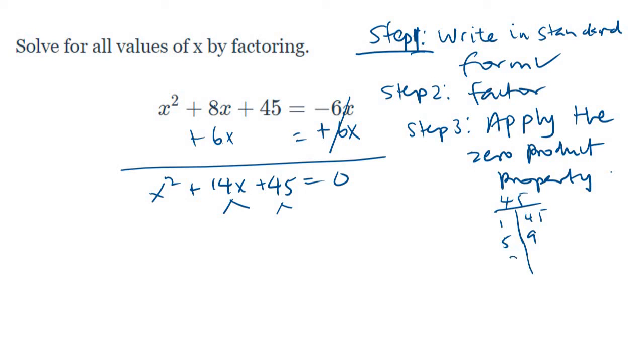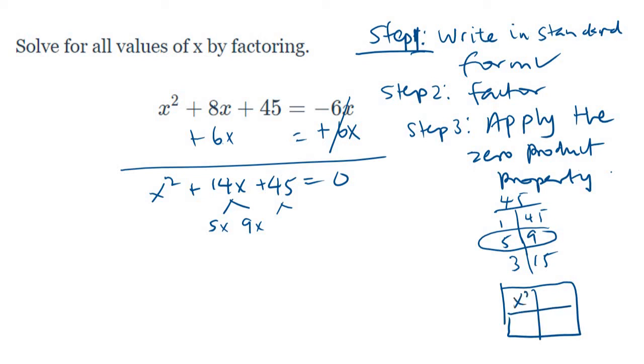3 times 15 is 45. So the only one that will make 14 is this one, and it's a plus. So we have 5x and 9x. And then if we make a little table, we're going to see x squared, 5x, 9x, and then 45.